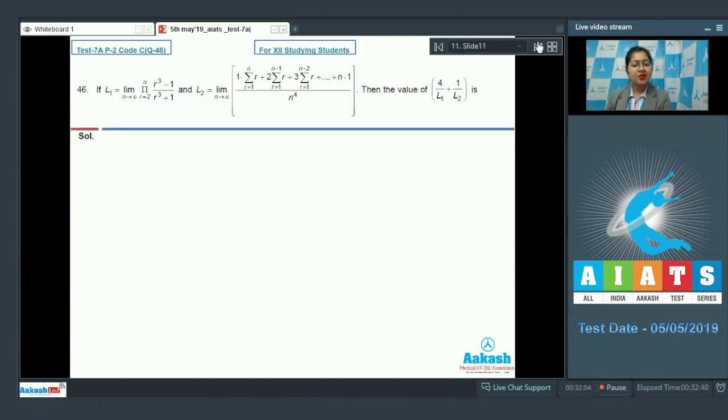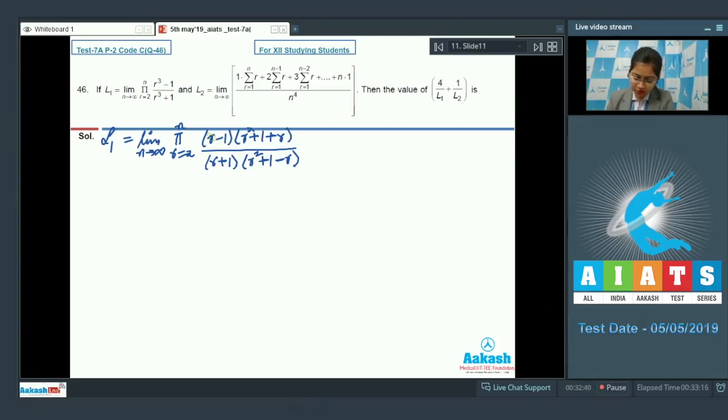Next is question number 46, in which we have to find limits L1 and L2. Then we have to find 4 upon L1 plus 1 upon L2. Now let's firstly find L1. That will be equal to limit n tending to infinity, multiplication from r equal to 2 to n. A cube minus b cube can be written as a minus b into a square plus b square plus ab, and similarly in the denominator we will write it as plus 1 minus r, right?